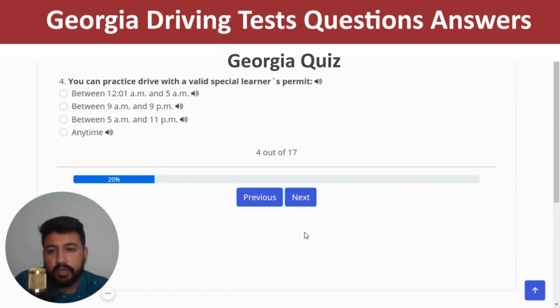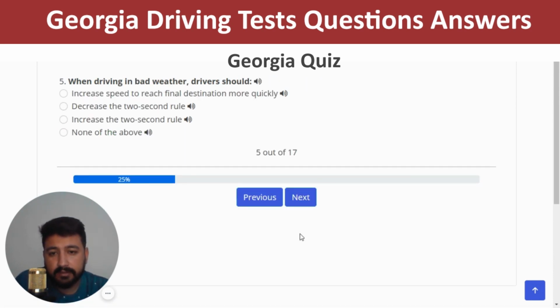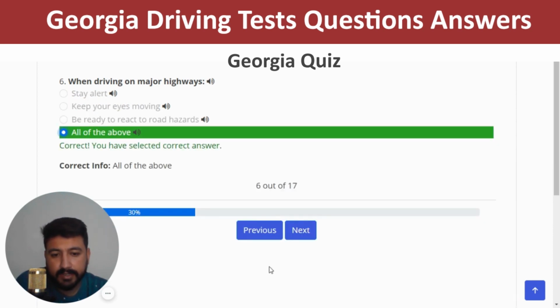Right and next. You can practice drive with a valid special learner's permit between 5 a.m. and 11 p.m., which is the third option. You have selected correct answer and next. When driving in bad weather, drivers should... The right answer of fifth question is increase the 2 second road, which is the third option. Correct and next. When driving on major highways, so you can choose the last option again, which is all of the above. Correct and next.